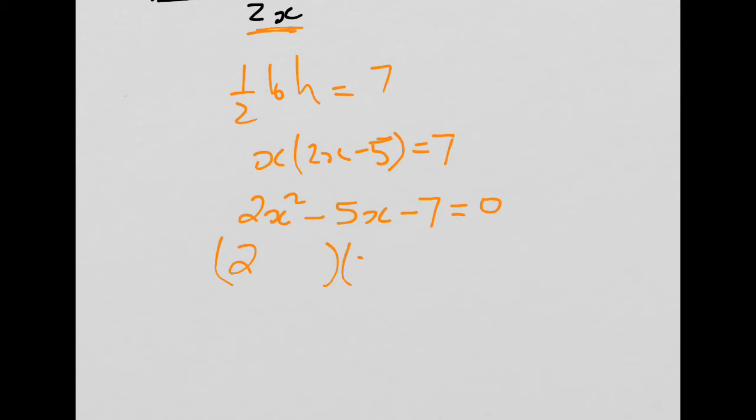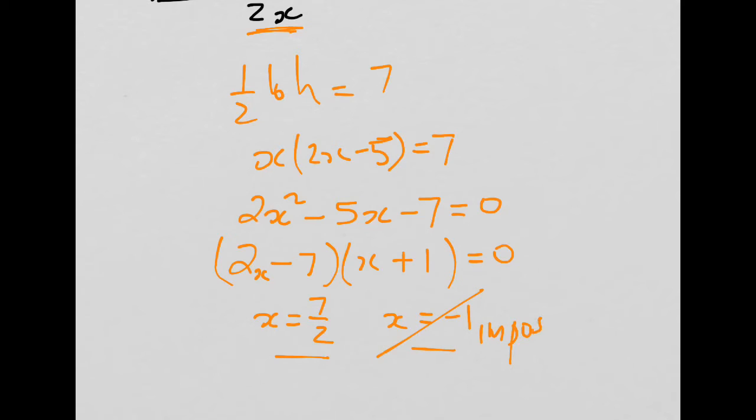Factorise that into a pair of brackets. 2 times positive 1 is 2, and then take off 7 gets us back to negative 5. So that gives us, from the first bracket, x is 7 over 2, and from the second bracket, x is negative 1. This is impossible, can't have a negative length. So your answer is x is 7 over 2.